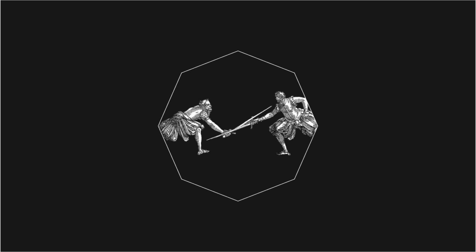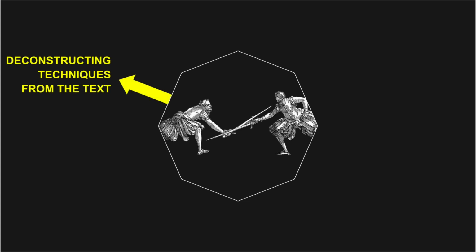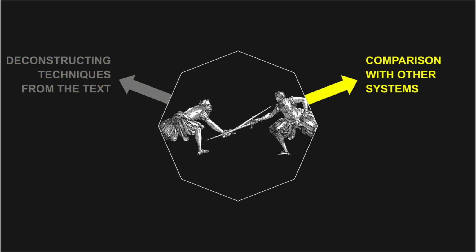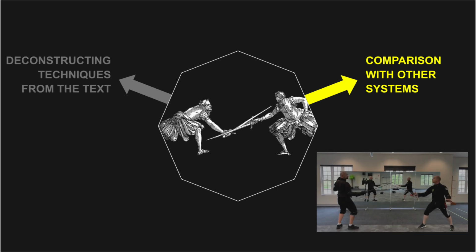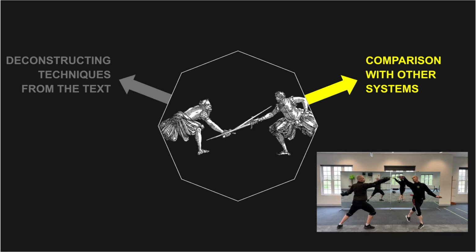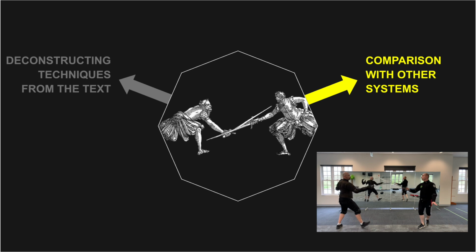Now that we have these heuristics, what exactly do we do with them? Well, there are actually several things. Firstly, we can use them to deconstruct other techniques from the existing text. For example, we can look at other techniques in Meyer to see if any of these principles fit there also. Second, we could use them as a point of comparison for other systems. You may have noticed that as the amplitude of our movements became smaller, it began to look more and more like rapier, so we could use these same principles as a point of comparison with rapier texts.